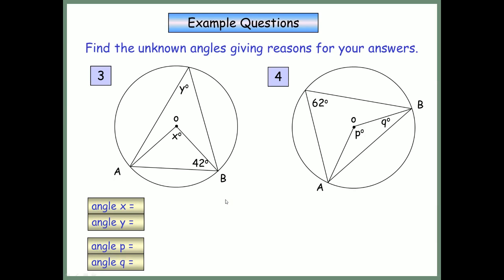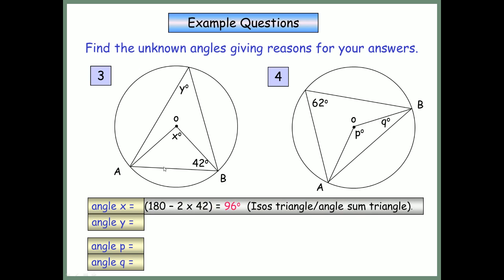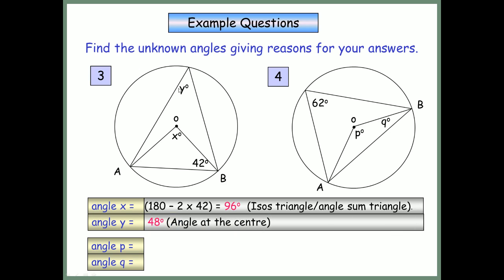Here's another couple. Find the unknown angles giving reasons for your answers. So X and Y. Okay. A little bit harder, because they don't give you X or Y in this case. They give you this to start off with, and what can you tell me about that shape there? Well, it's an isosceles. So if that's 42, that's 42. If I add those two together, I will get 84. And then I take 84 away from the 180, and that will give me X, which is 96. And if I know that's 96, I know the one at the circumference is half that, so it's going to be 48.